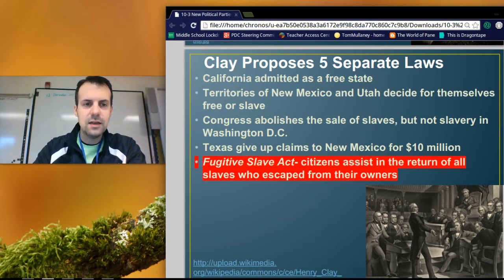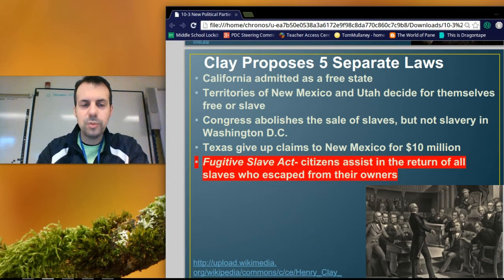And it becomes something like, if you follow any professional sports when there's a very complicated 3-team or 4-team trade, where there's very many moving parts and different things going on to make sure that all sides are as close to satisfied as possible. So California is admitted as a free state. New Mexico and Utah will have that popular sovereignty where they decide for themselves, which means the people who can vote, the white men, will vote on whether or not they'll be free or slave. Congress will abolish the sale of slaves in Washington, D.C., but not slavery in Washington, D.C. Texas gives up its claims to New Mexico for $10 million. That's not that big a deal.